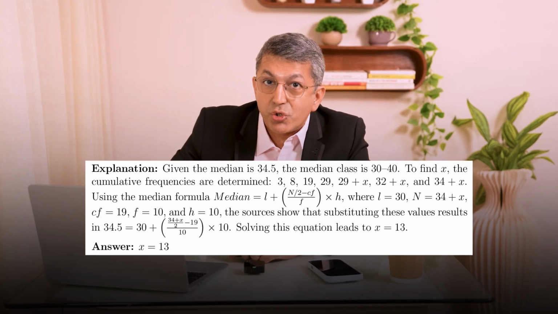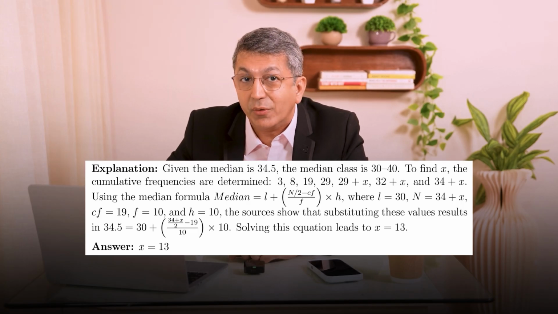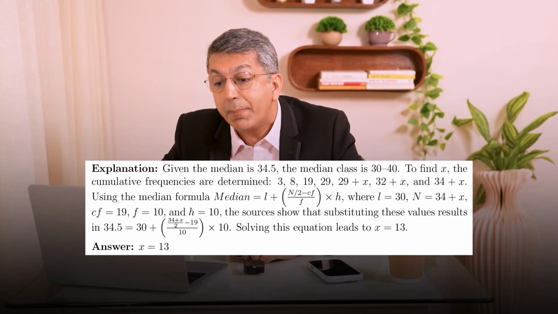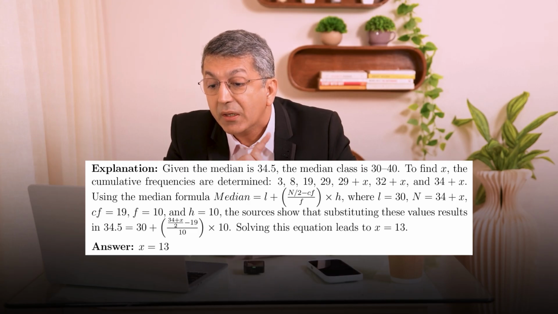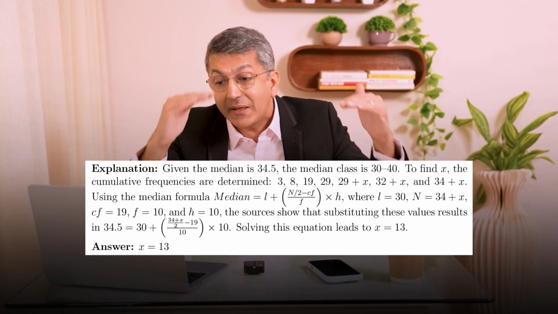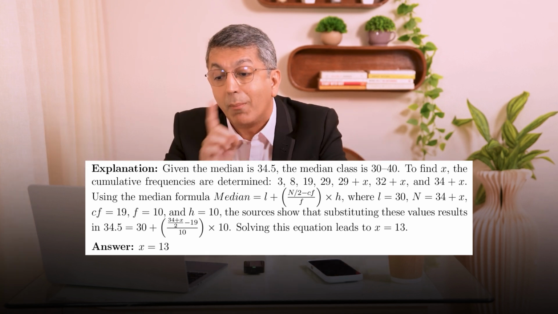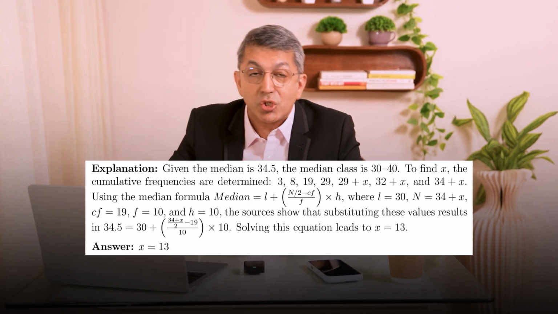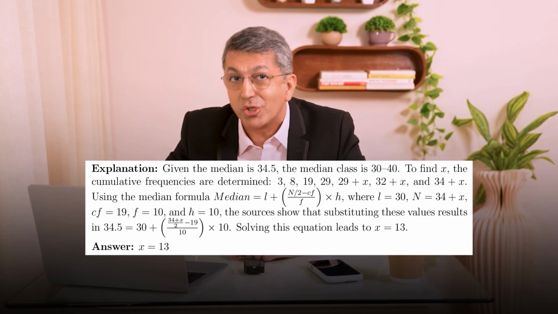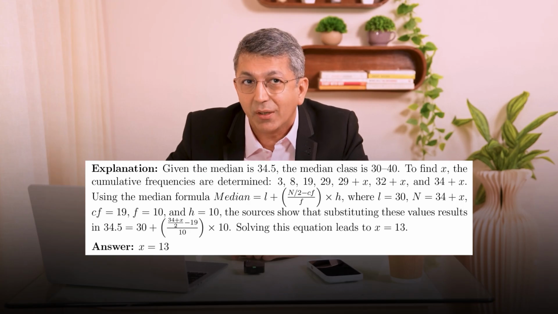The sources show that substituting these values results in 34.5 is equal to 30 plus ((34 plus x) divided by 2 minus 19, all divided by 10), multiplied by 10. Solving this equation leads to x is equal to 13. So the answer is 13. I hope you guys are paying attention carefully.